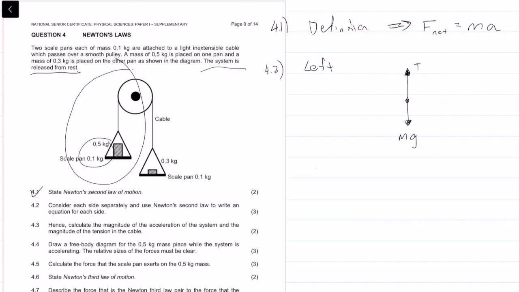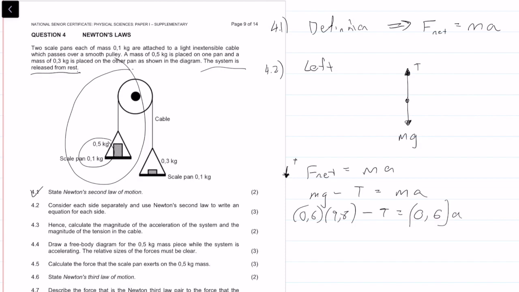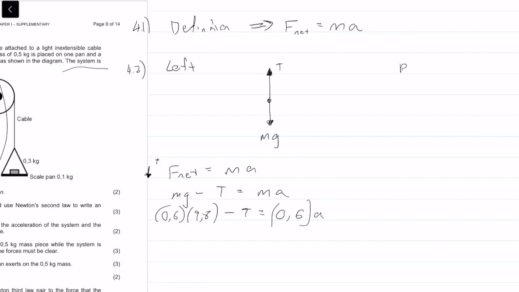Then using Newton's second law, we can say that F net is equal to ma. Let's take down as being positive for this side. So if we take down as positive, we have mg minus T is equal to m times a. mg is going to be 0.6 times 9.8 minus T, because we don't know what that is, equal to 0.6 times a.